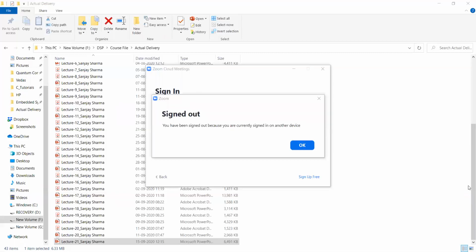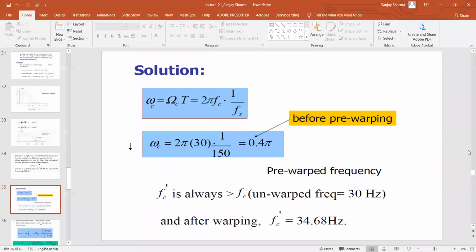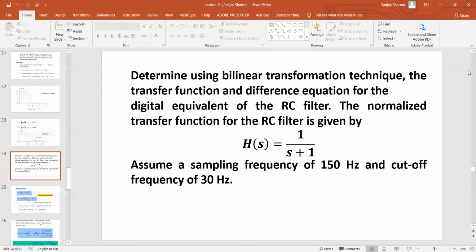The system has got stuck, no problem. Let's wait for some time. Okay.